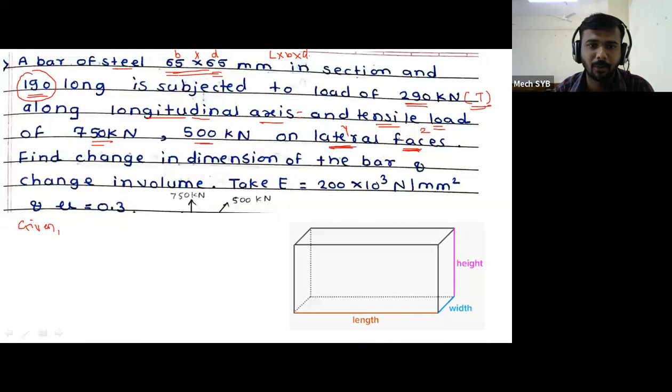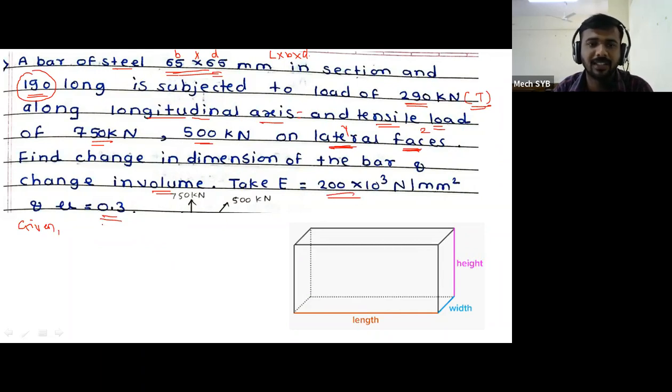So this is the statement they have given. Then find the change in dimensions of the bar and change in volume. Change in dimensions means we have to calculate the change in length, change in width, change in depth, and in addition to that we have to calculate the change in volume, that is delta V. For that purpose, E is the constant parameter they have given, and mu is also given. So this is the statement.